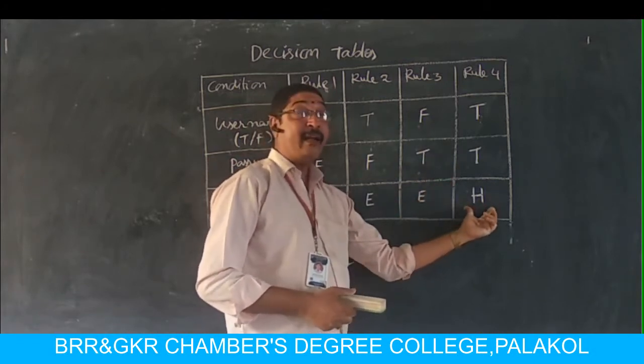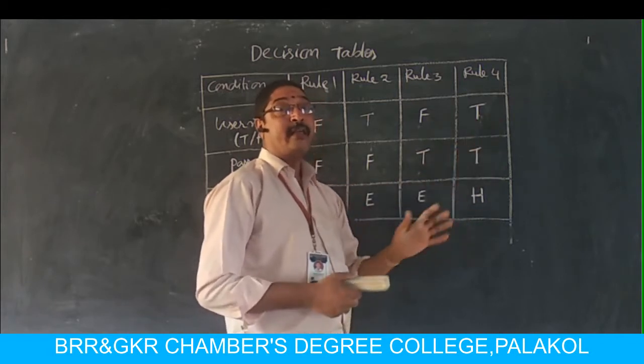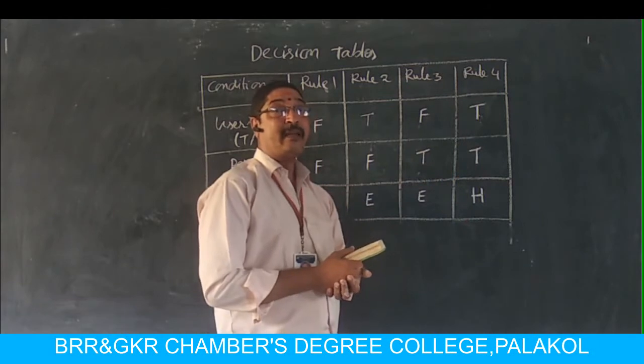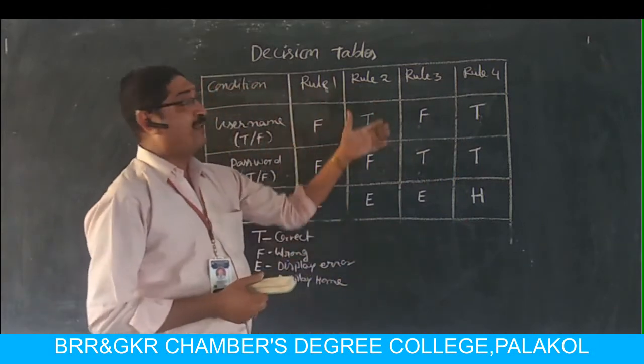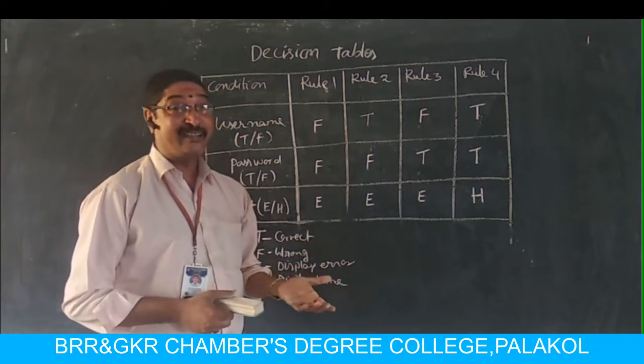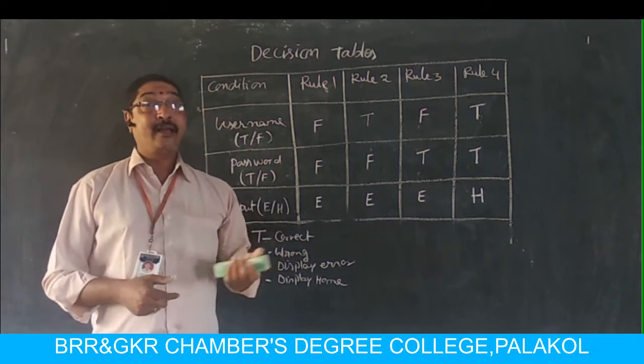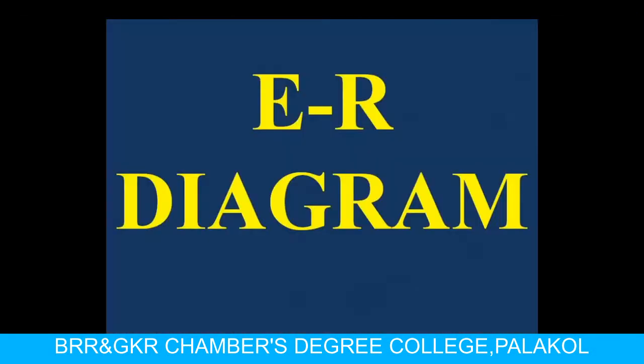When the username and password both are true, then only the home page will be displayed. Like that, based on different conditions, we can define rules and we can define actions with the help of these decision tables. This is another designing tool.